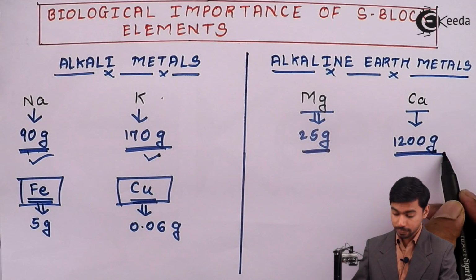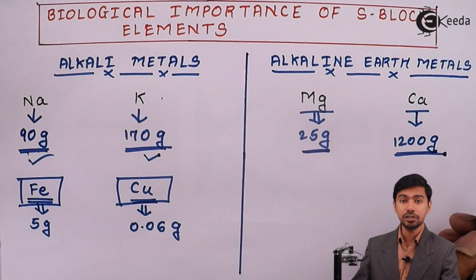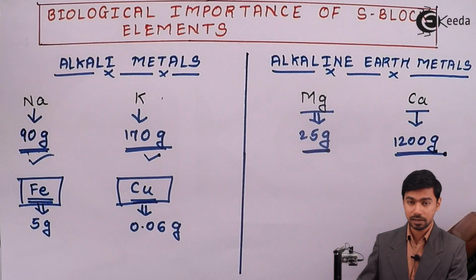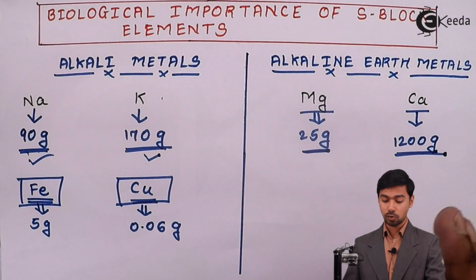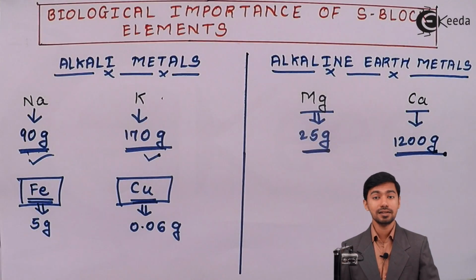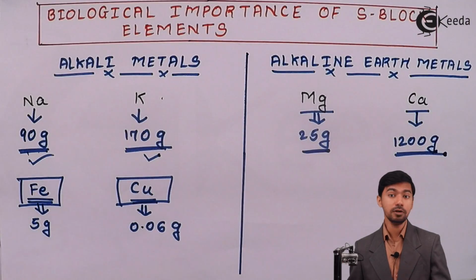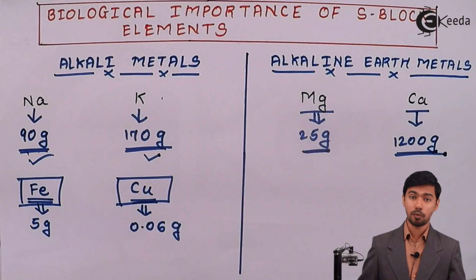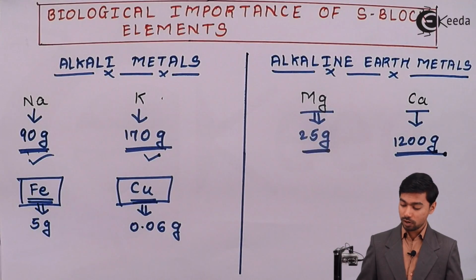functioning of a body. That means along with the chemical uses and the chemical properties of S block elements, these S block elements, that is sodium and potassium from the alkali metals and magnesium and calcium from the alkaline earth metals, are very important for the proper functioning of our body. That means they are biologically equally important. So this is the biological importance of S block elements. Thank you.